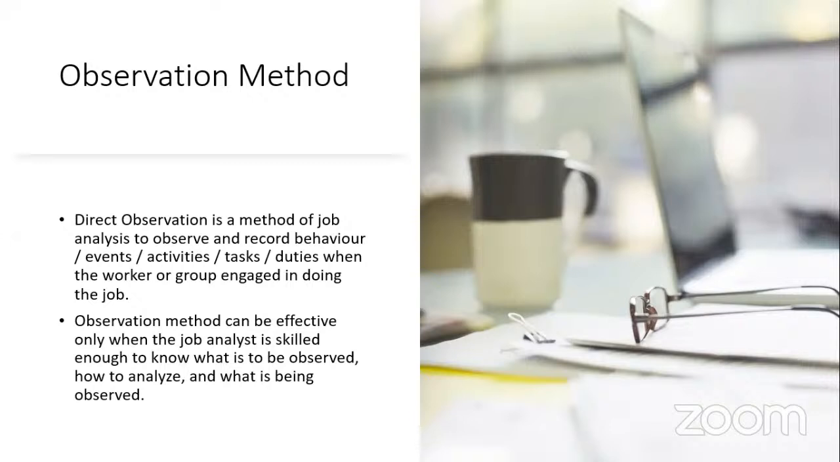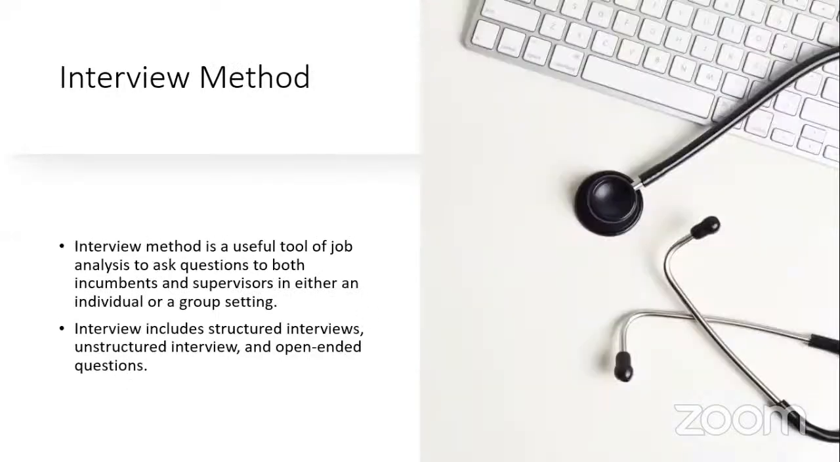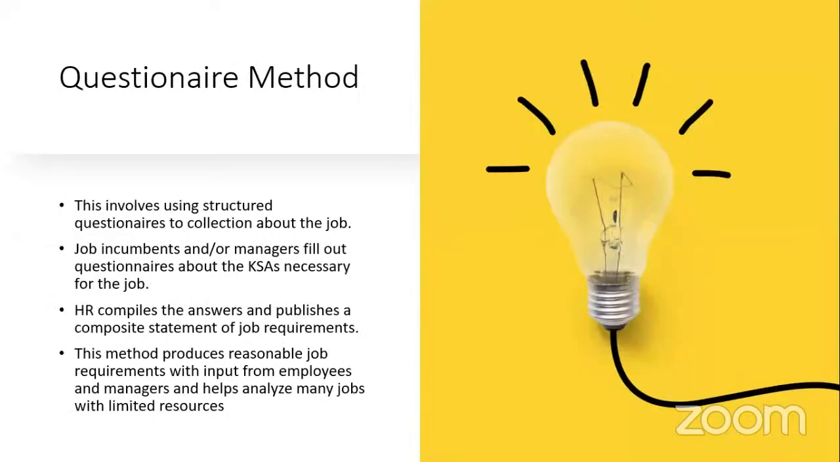I mean, look at this job analyst. The job analyst himself or herself needs to be skilled enough to know what to be observed per time, how to analyze it, and what is being observed. Interview method. Interview method is a useful tool of job analysis to ask questions to both incumbents and supervisors in either an individual or a group setting. Interviews include structured interviews, unstructured interviews, and open-ended questions.